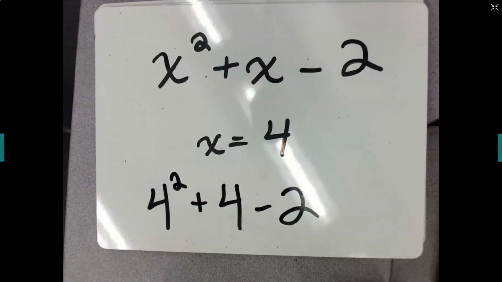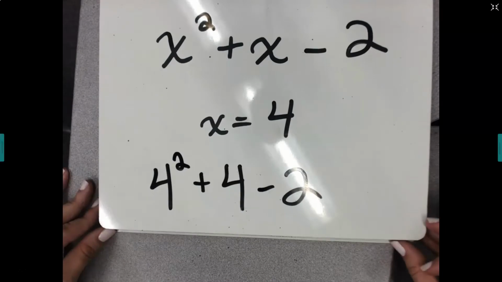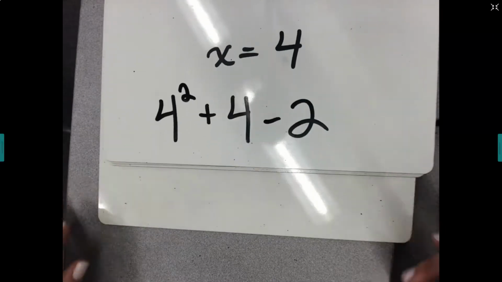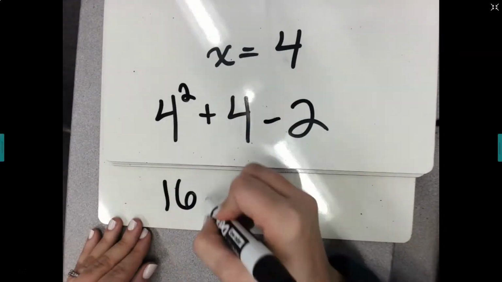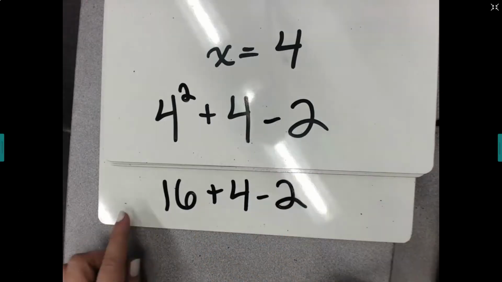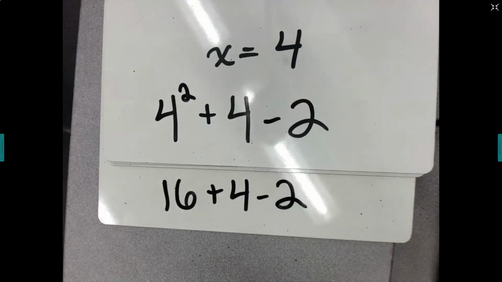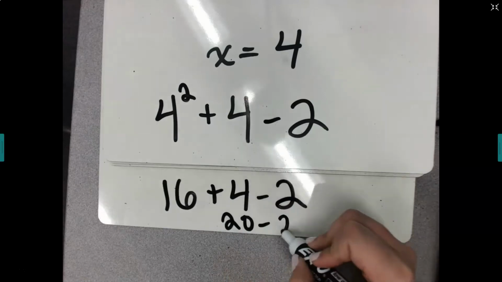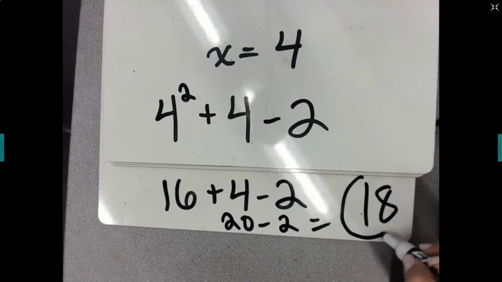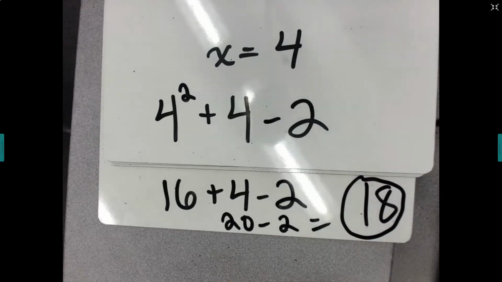I evaluate this just using my order of operations, which means I'm going to evaluate my exponent first. So then I have 16 plus 4 minus 2. I'm just going to do my addition and subtraction left to right. 16 plus 4 equals 20, minus 2 equals 18. So I've evaluated this expression.